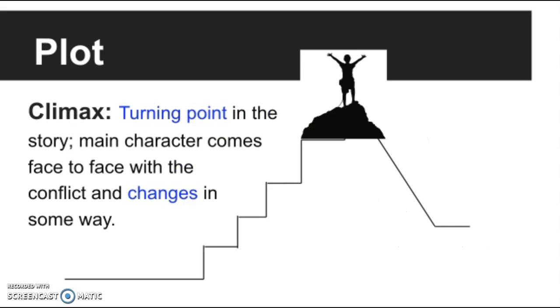Okay, the next spot on the plot diagram is the climax. That is the turning point in the story where the main character comes face to face with the conflict and changes in some way. Now it's really important that you don't think of the climax as the most exciting part, because a lot of times the climax is not the most exciting part of the story. It's really important that you see the climax as the turning point in the story.